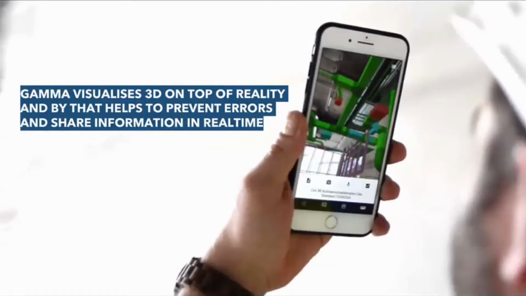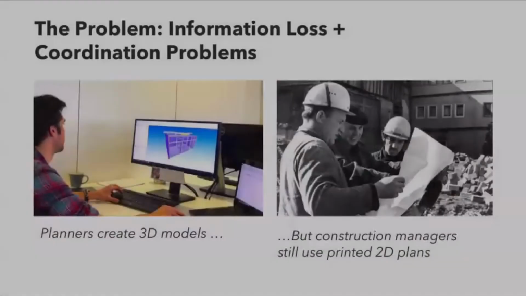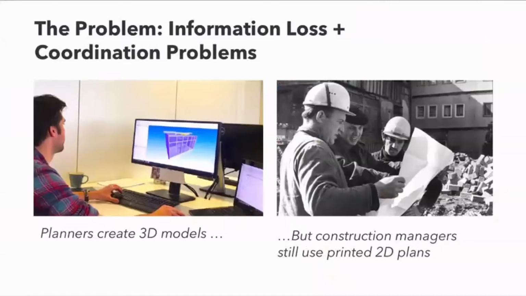First of all, what is it that we are doing? We develop a software called Gamma, and Gamma visualizes 3D BIM models on top of reality, as you can see also in the image. And we do that for a reason. This reason is to prevent errors, like mistakes on site, and prevent the rework that will come with it, and also share information in real time between site and the office.